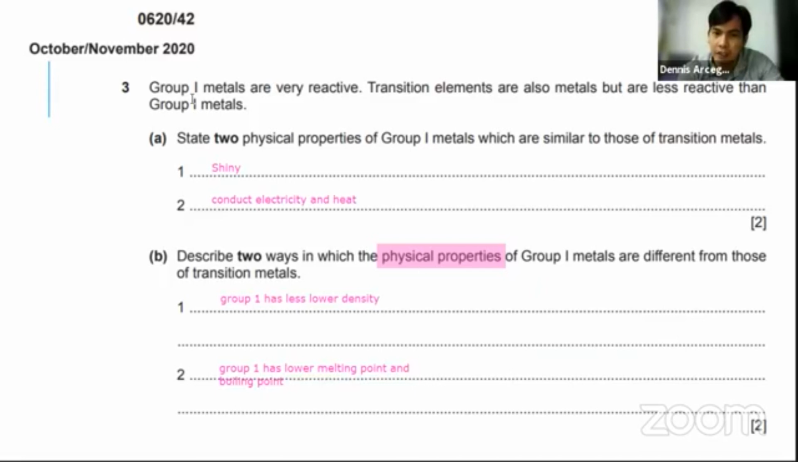Again, it's specified as physical property. If you write here it can be used as a catalyst, different oxidation numbers, can form colored compounds, those answers will be wrong. It will not be considered. So you have to look at the question. If it's asking physical, answer physical. If they are asking chemical, you have to write chemical properties. Okay.